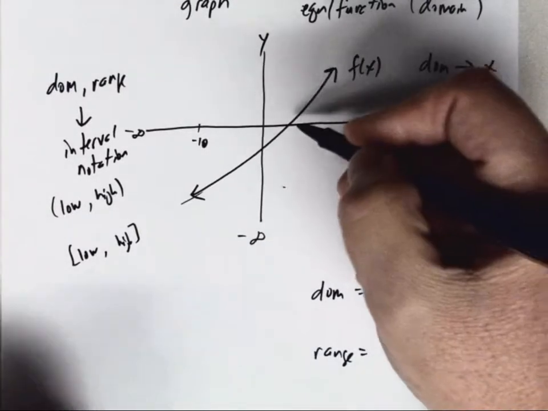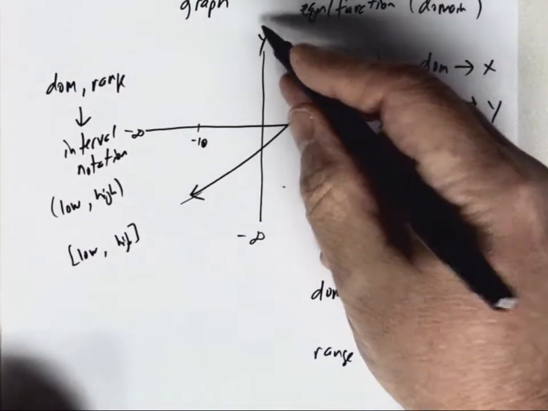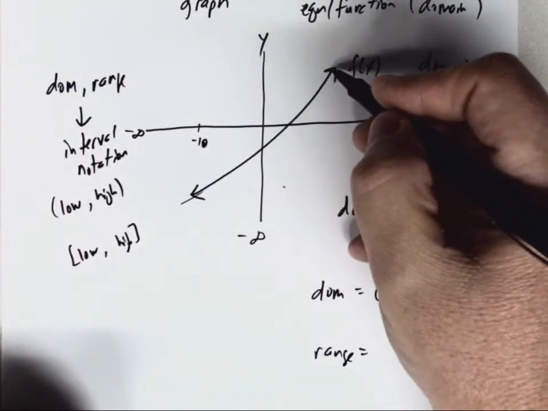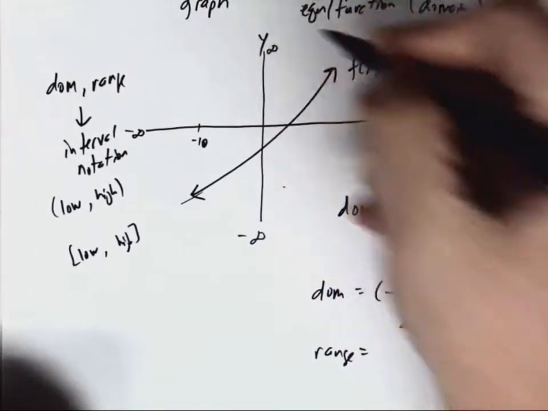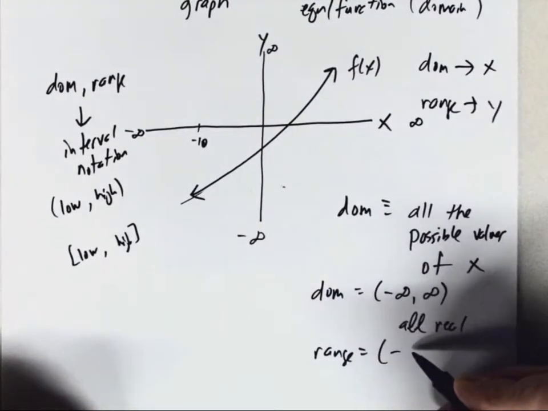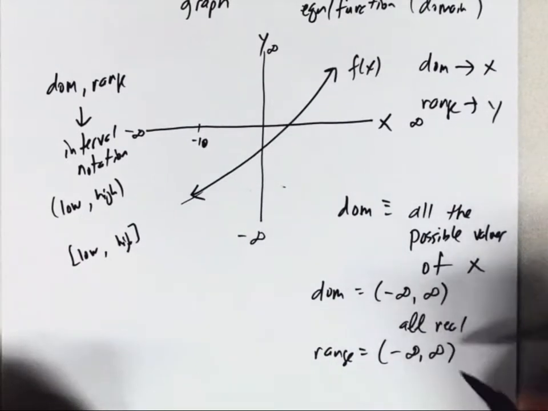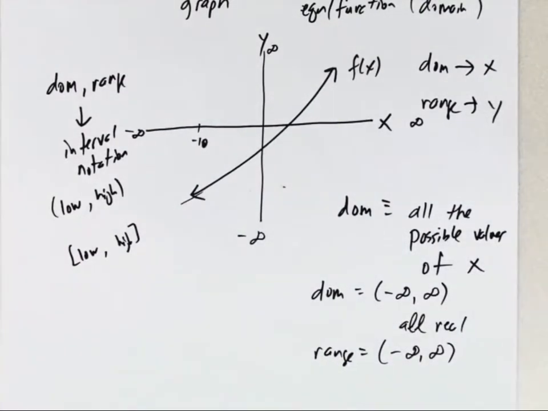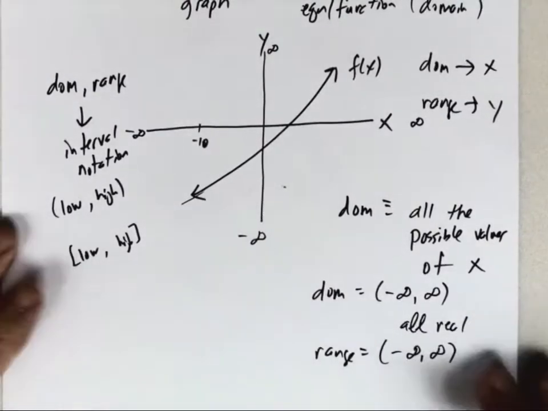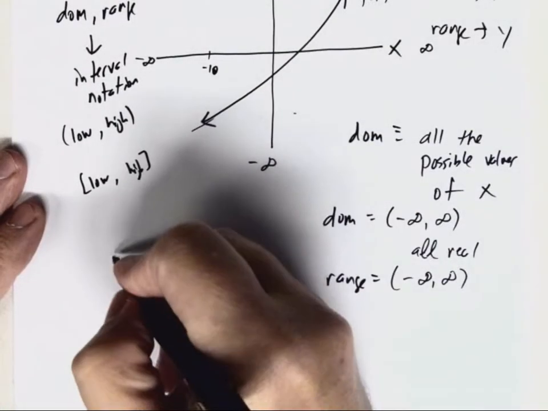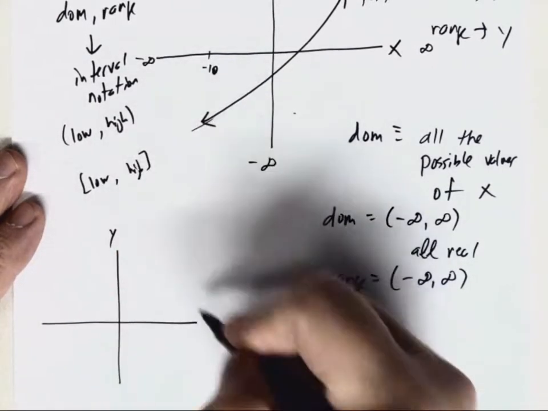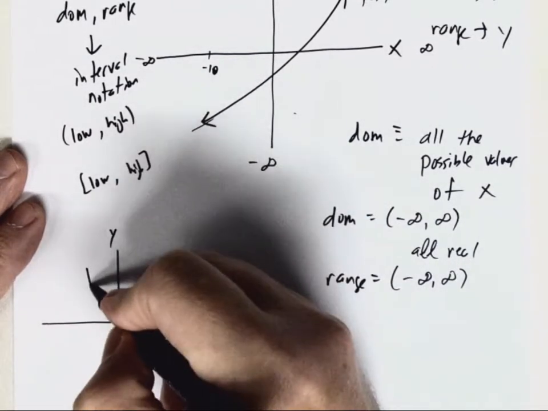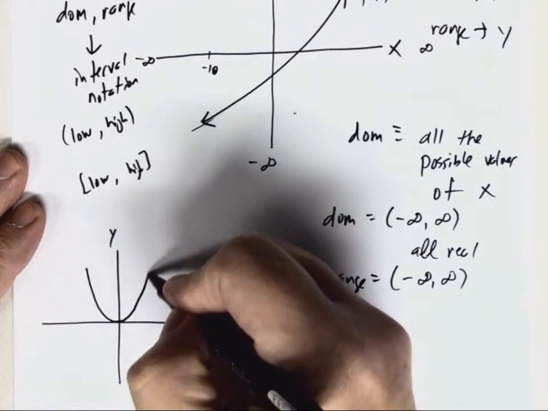And how far up does this graph go? What's the largest value of y for this graph? Well, it's continually going up. So it looks like the range is also negative infinity to infinity. All right, let's do some different kinds of graphs, maybe with a little bit of a twist. How about we have a parabola?